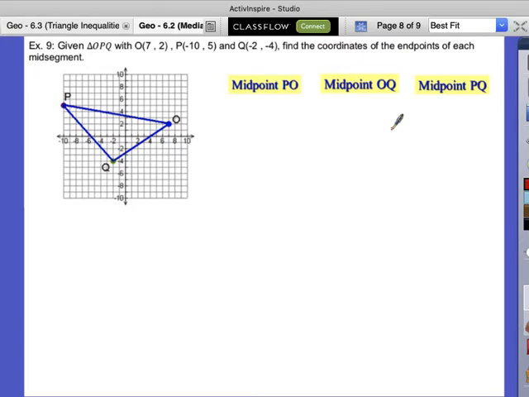So if we're asked to find the coordinates of the endpoints of each mid-segment, we're really asked to find the coordinates of what? The midpoints. That's why it says midpoint, midpoint, midpoint. If we find the midpoints, we find the mid-segments, which is what it's asking us to do. So we need to start by finding the midpoint of segment PO, of this top segment.